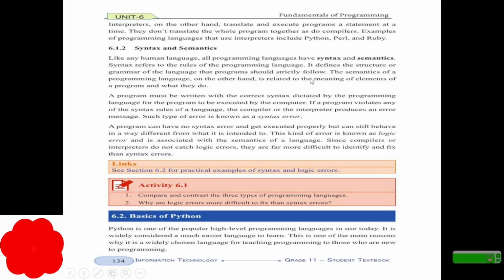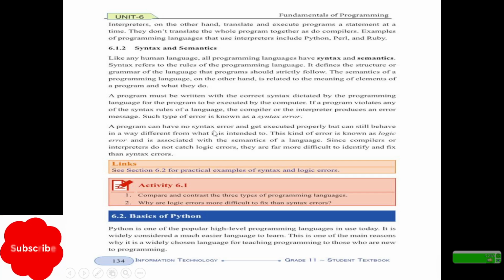The semantics of a programming language, on the other hand, is related to the meaning; a logical error is a semantic error. A program must be written with the correct syntax defined by the programming language for the program to be executed by the computer. If a program violates any of the syntax rules of the language, the compiler or the interpreter produces an error message. Such a type of error is known as a syntax error.